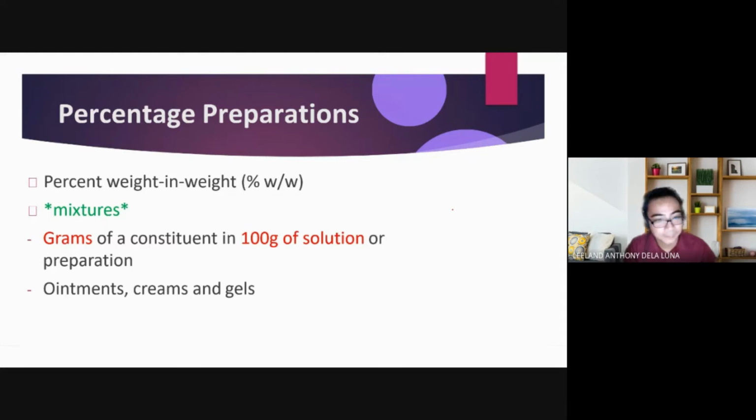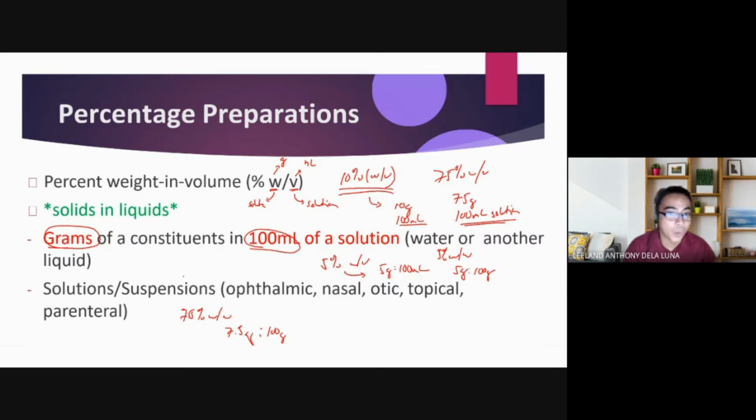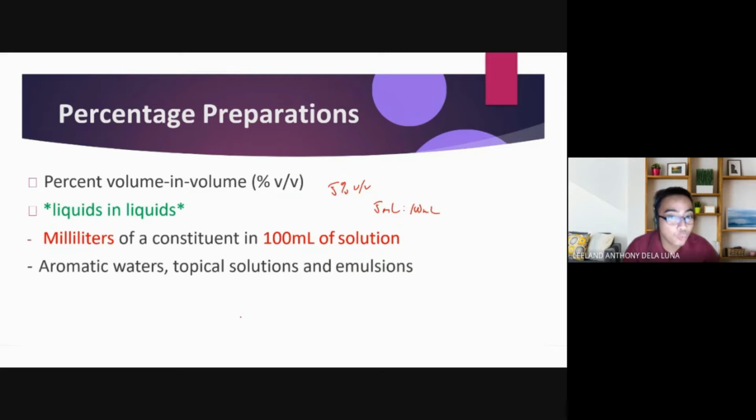Okay? Alright, so normally, class, ang gamit natin ng percentage na weight per volume would be in solutions or suspensions. Minsan ginagamit ito for ophthalmic preparations, nasal, otic, topical, or parenteral preparations. Okay? Ang volume per volume, class, kadalasan ginagamit ito for aromatic waters. Okay? Aromatic waters, class, ito yung ginagamit as flavorant, pampabango ng mga preparations natin.